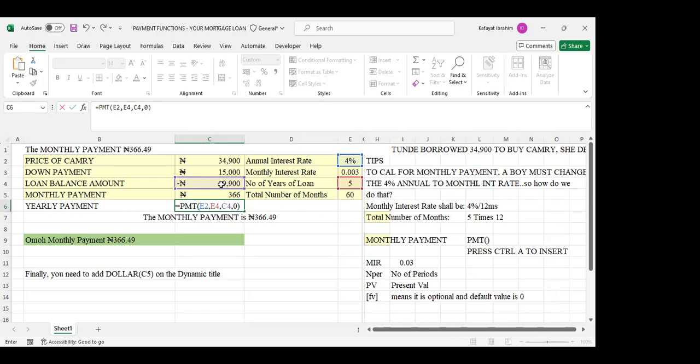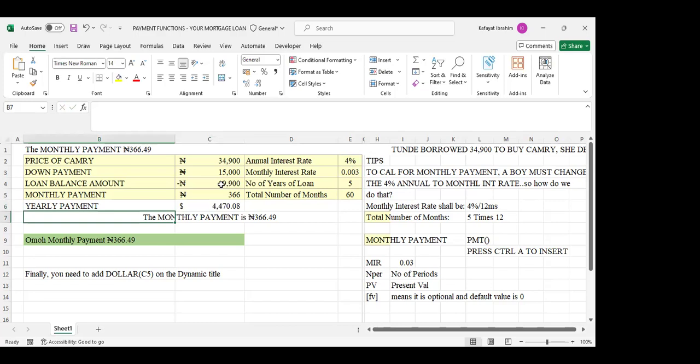So if Mr. Tunde chooses the yearly payment, the yearly installment is going to be 4,470.08 per year. Please, is this PMT function clear to you? Yes, sir. Is it clear to you guys? Is it simple? I have a question, please. Please ask your question.